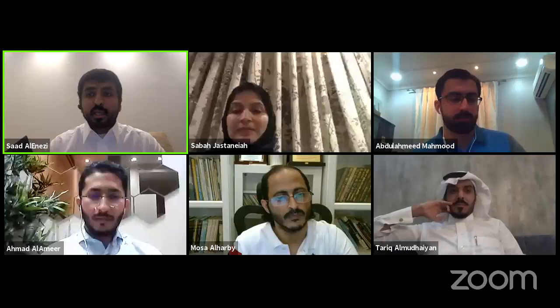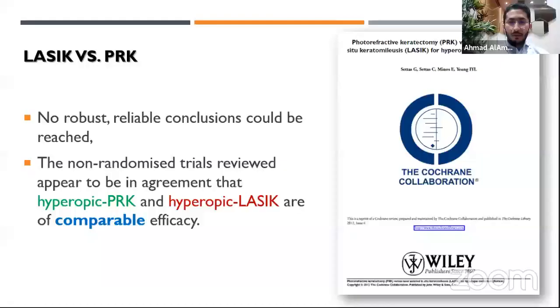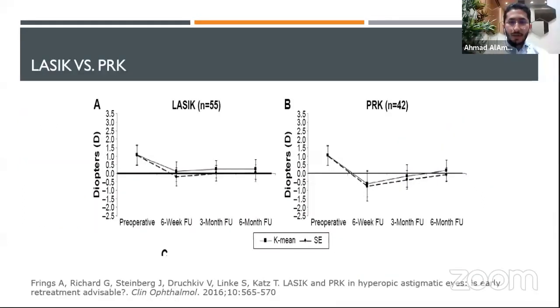So which one is better, LASIK or PRK? In 2012, a Cochrane review was done to compare PRK versus LASIK, and they could not reach a reliable conclusion, and it was stated that both have comparable efficacy. In this retrospective study, the LASIK group showed earlier stability of the refraction in comparison to early myopic shift with the PRK group. At 6 months, both are the same.